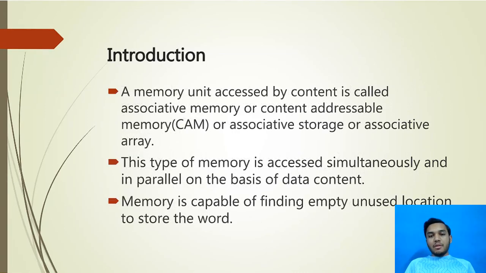A memory unit accessed by content is called associative memory, and we give this memory a second name: content addressable memory (CAM), associative memory storage, or associative array. This type of memory is accessed simultaneously and in parallel on the basis of the content. The memory is capable of finding an empty unused location to store the word.